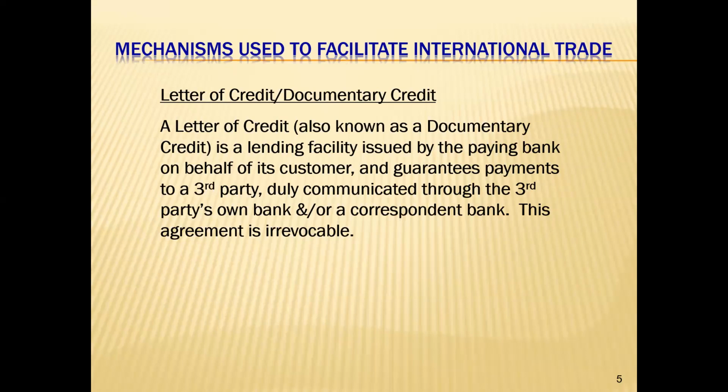So the first bullet point there kind of summarizes that a letter of credit, also known as a documentary credit, is a lending facility issued by the paying bank on behalf of its customer and guarantees payment to a third party, duly communicated through the third party's own bank or a correspondent bank. This agreement is irrevocable. So that means that the person who's purchasing just can't simply end it just by saying, I don't want to have it anymore.